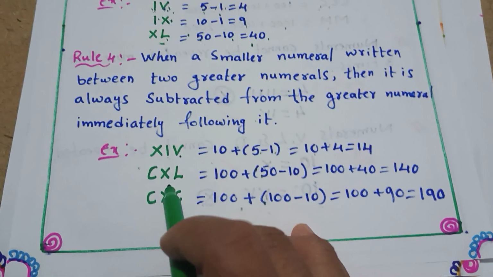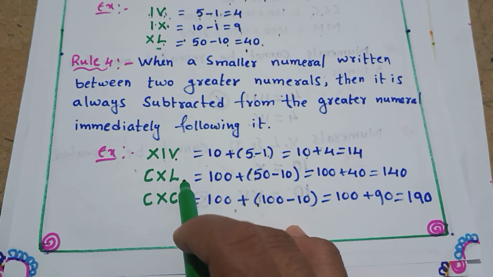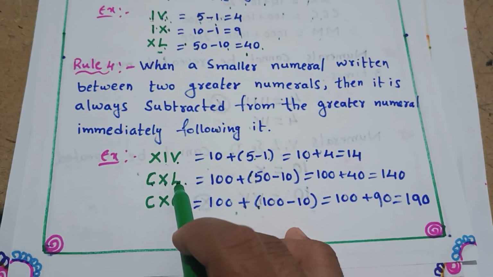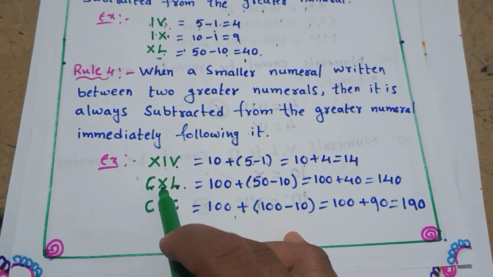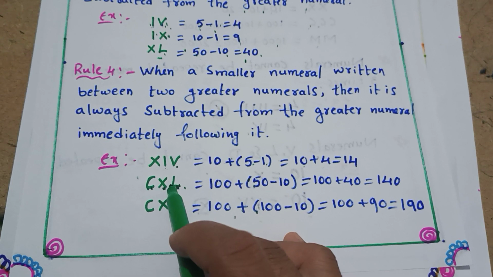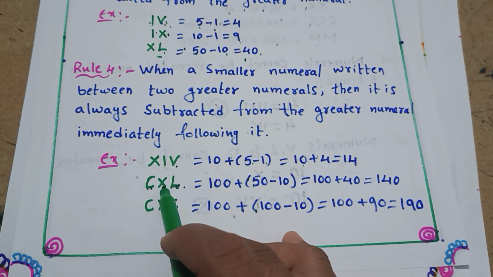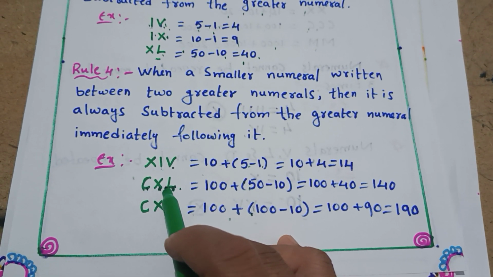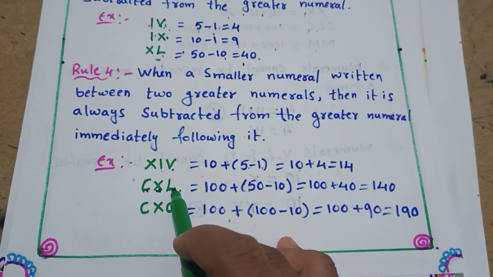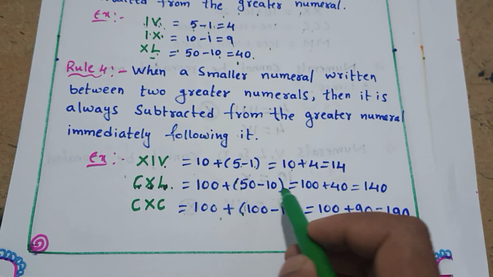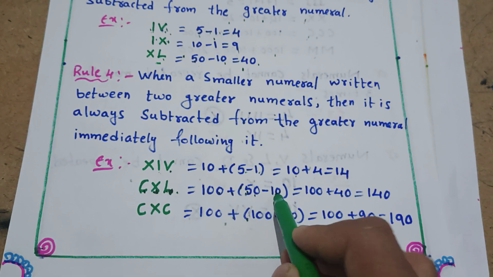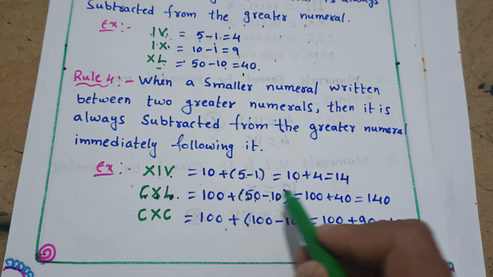Like that, in the second example, CXL. C means 100, X means 10, L value is 50. In 100, 10, 50, the smaller value 10 is written in between 100 and 50. So this 10 should be subtracted from the right side value. So 10 is subtracted from 50. 100 plus 50 minus 10 is 40.